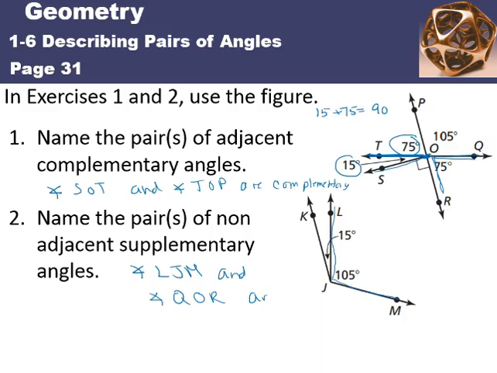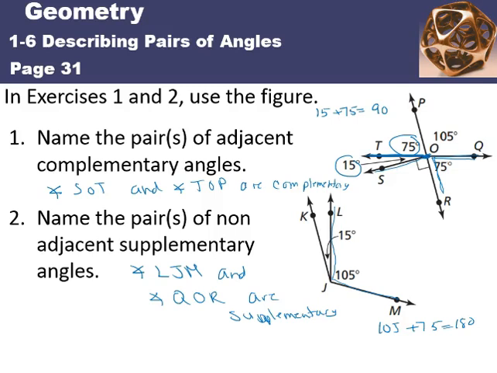So in LJM and QOR, they are supplementary but not adjacent, because 105 plus 75 is 180. So they add up to 180, but they're not adjacent. They're not even in the same drawing. They're in two separate drawings. Okay.